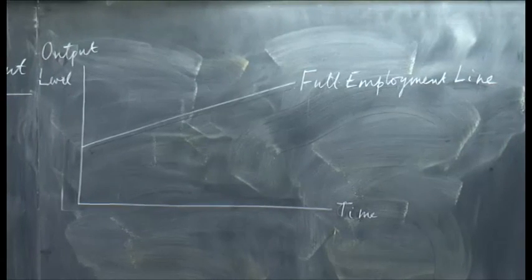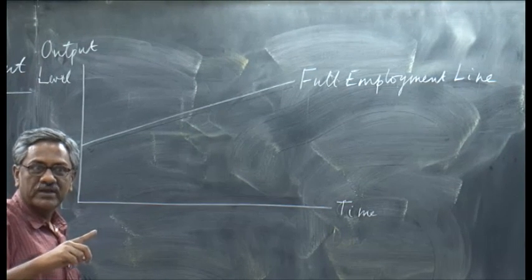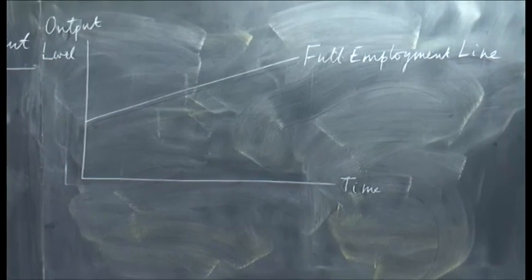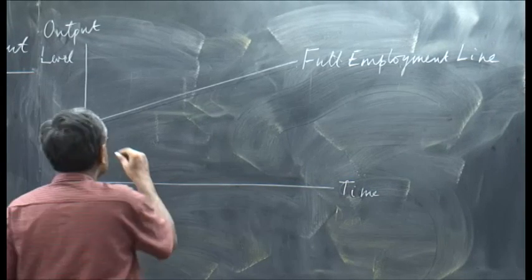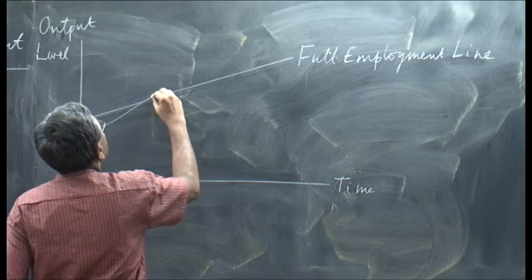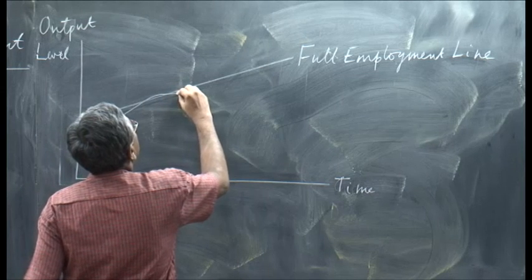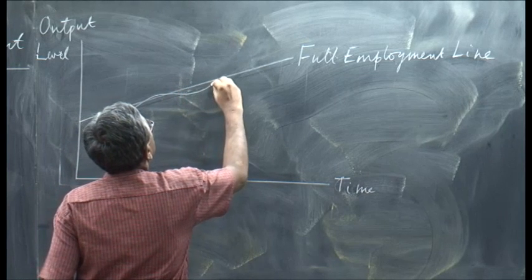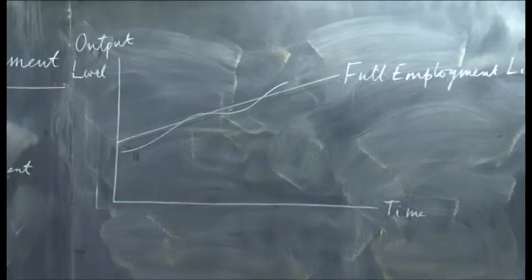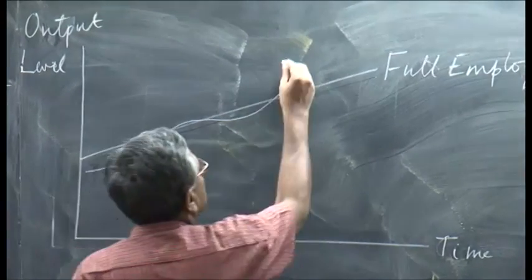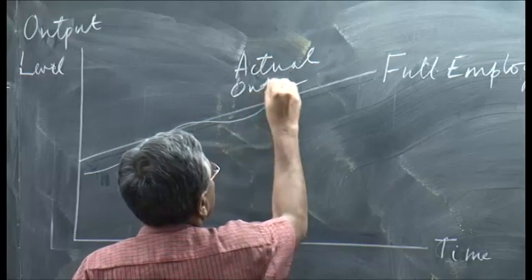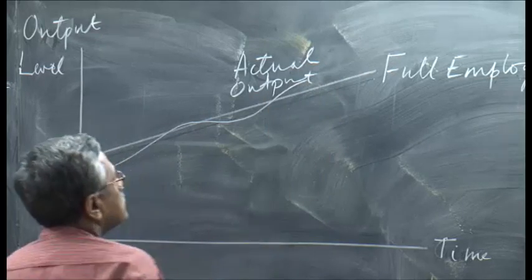And the actual output line, like the growth rate, may be going up and up, but sometimes if there is a deep recession, it may be going down, negative growth rate. So it will usually be a line like this, going up and going up, but then it may fall a little bit, and it may go down a little bit. It would also show a cyclical pattern. What I'm trying to point out, this is the actual output level. Actual output is going up.